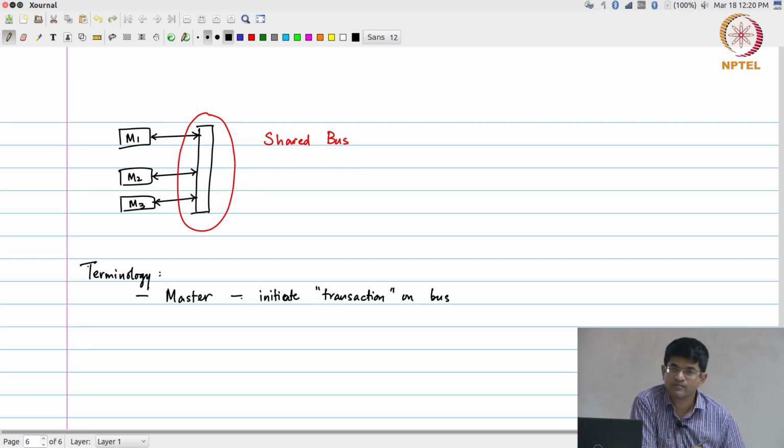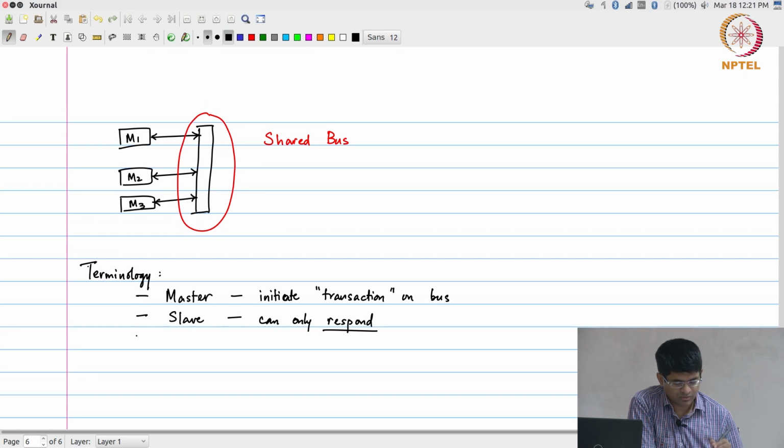The opposite of that obviously is the so called slave, which can only respond to a request that is coming from the bus, because the master is not going to talk directly to the slave. The master will send its signals, they will be intercepted by the bus, which will then send some signals further down to the slave, but for all practical purposes it is as good as saying the master is able to communicate with the slave. Okay.